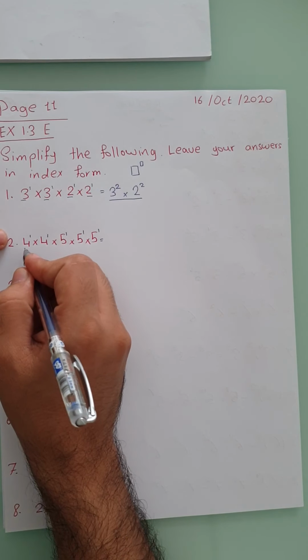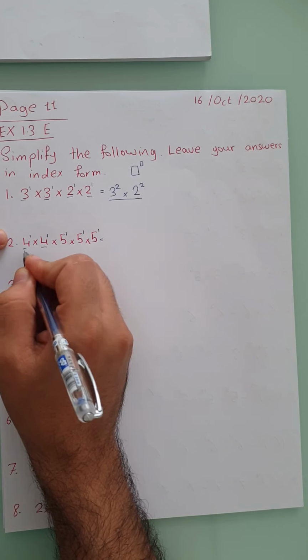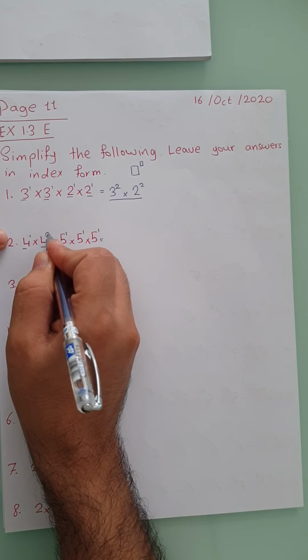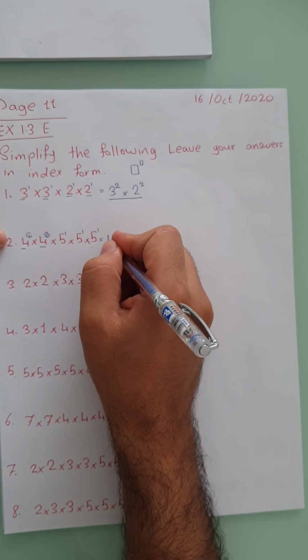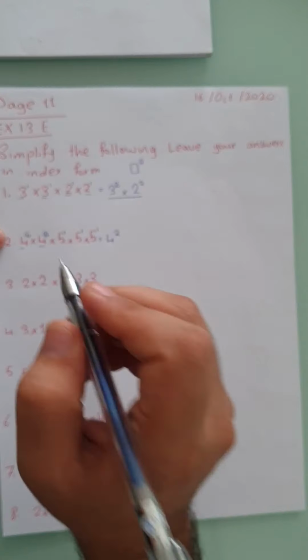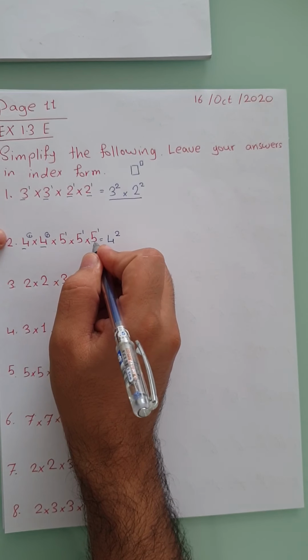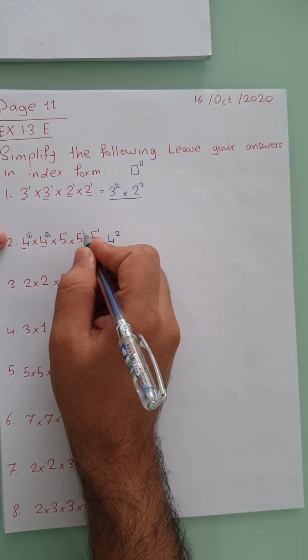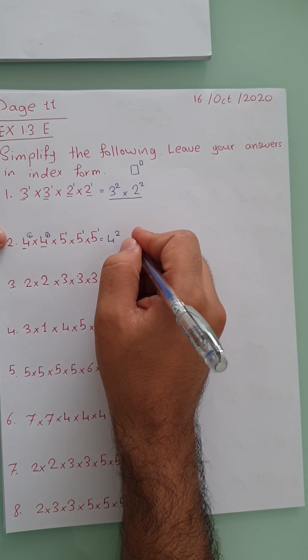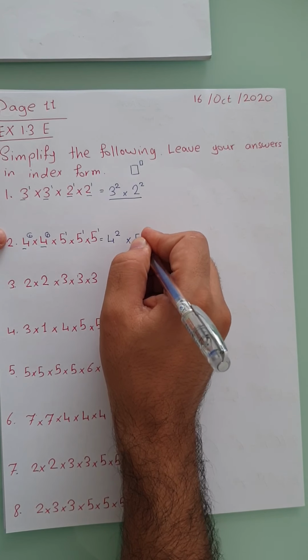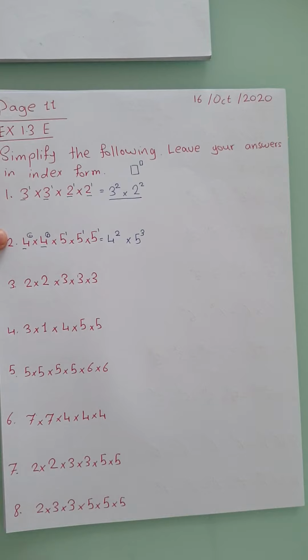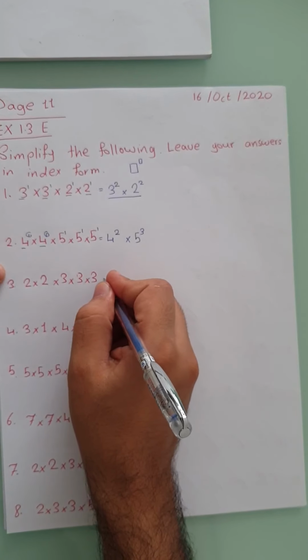Okay, so 4 times 4, same base, then yes, the rule applies. I will add this one with this one, so it's going to be 4 to the power of 2. Then 5 times 5 times 5, multiplication, we add the powers 1, 1, 1, so it's going to be times 5 to the power of 3. Same goes for this question.